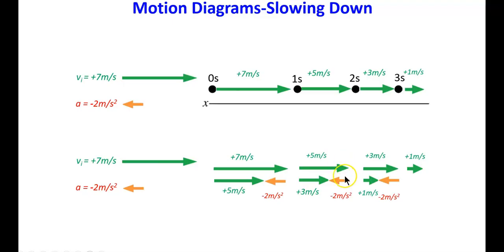So you got positive 5 minus 2 meters per second. So positive 5 meters per second minus 2 meters per second is equal to positive 3 meters per second. Positive 3 meters per second minus 2 meters per second is positive 1 meter per second. And this would be your final velocity of the entire 3-second trip. So this is what acceleration is actually doing. Acceleration adds or subtracts a velocity vector for every 1 second to your initial velocity vector and changes the size of that.